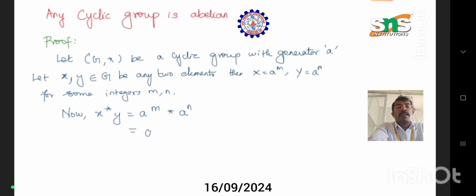Now let us multiply these two elements. That is, we are trying to work out the closure property. So x star y is equal to a power m star a power n. If you add the powers and the base is the same, you can write a power m plus n, which is equal to a power n plus m. You can rewrite like this. So obviously we can understand x star y is equal to y star x. So it satisfies the commutative property.